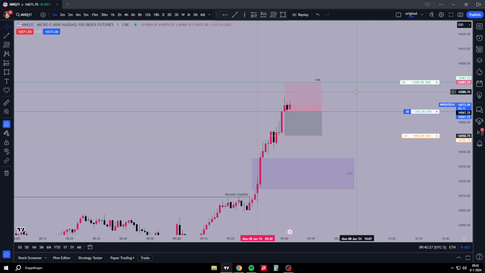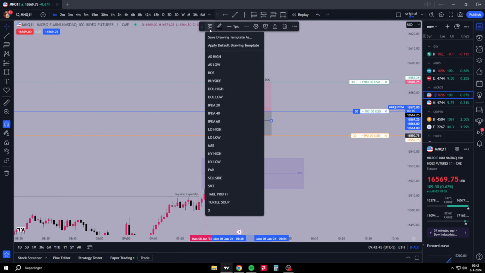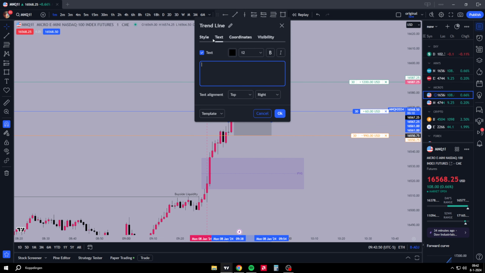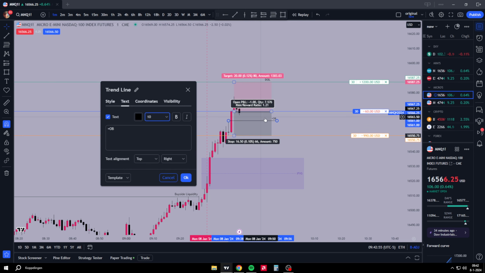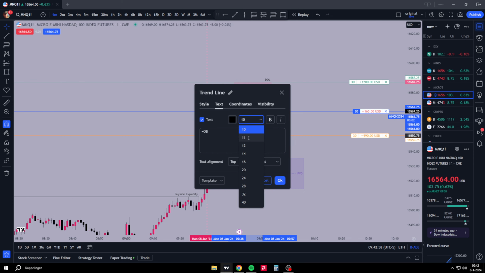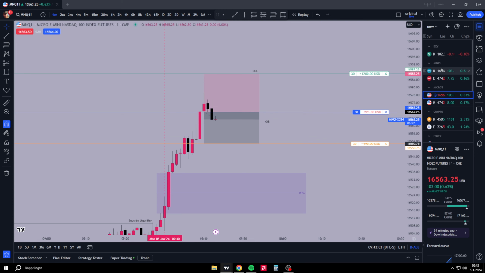Alright, let's see what we do. Just say 1-1, 1-2 actually, but it's basically 1-1. Let's see what we do. Let's see if we tap the order block. It shouldn't be the opening price, it would be here. It would be here. Alright, let's see if we tap it.